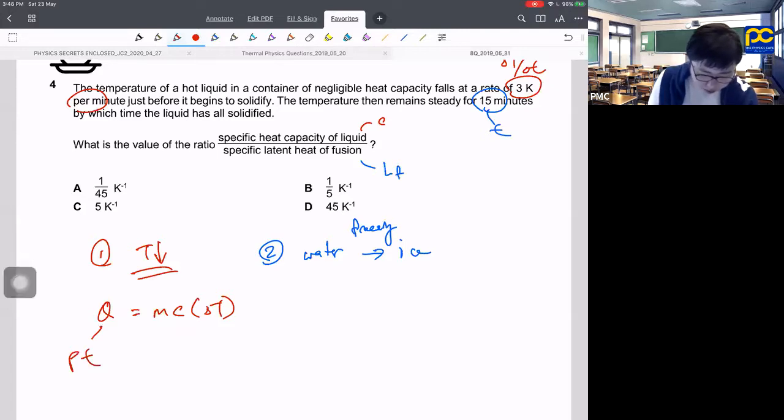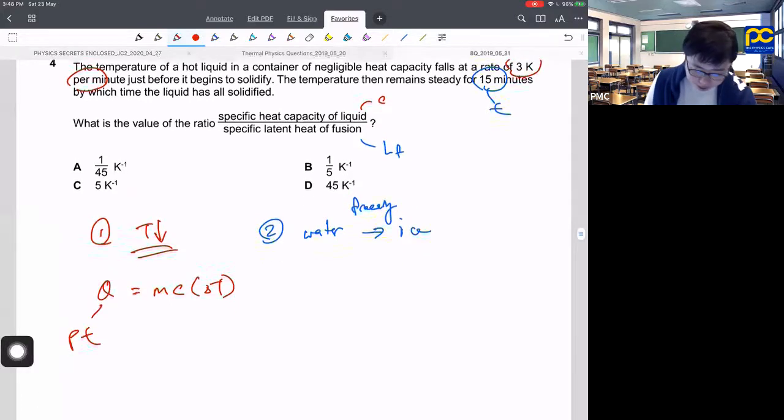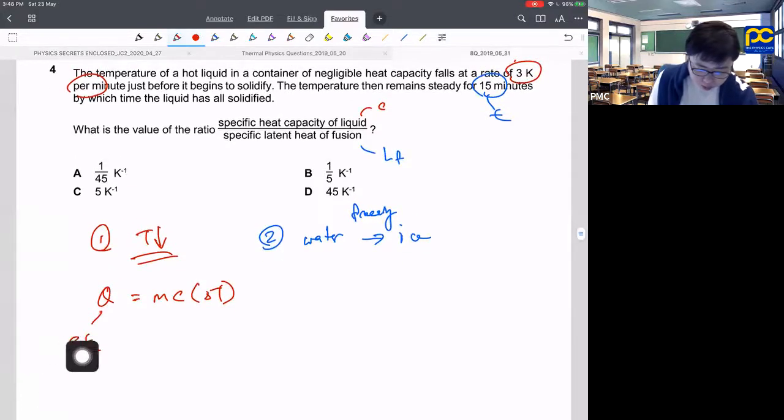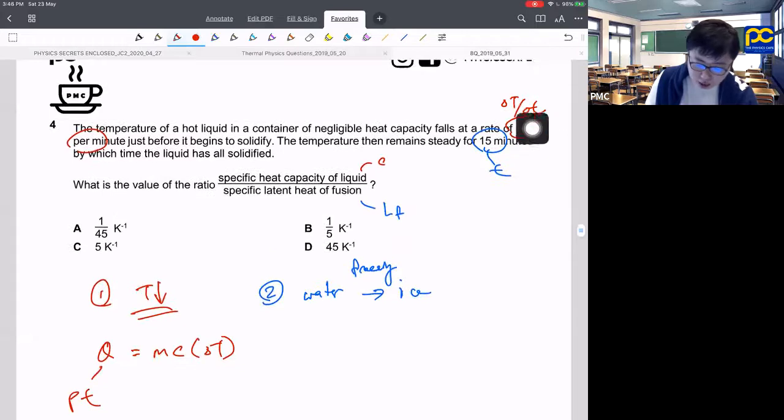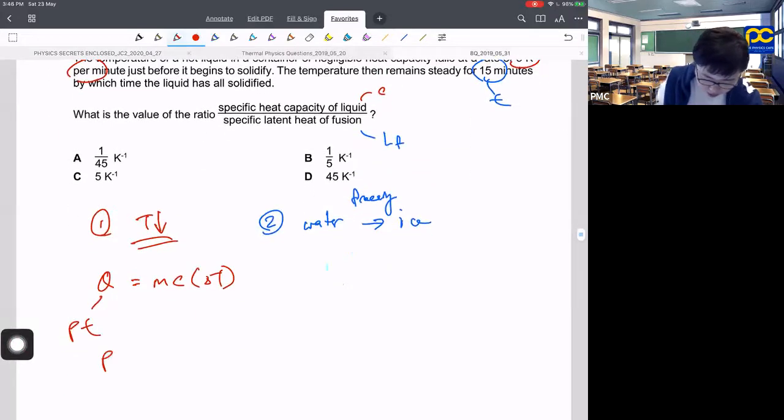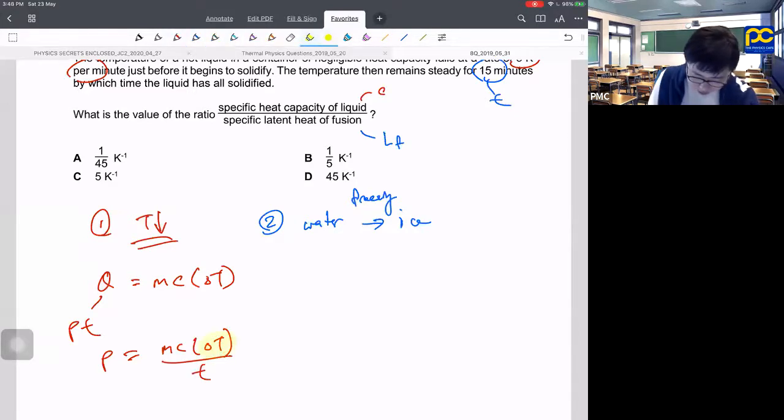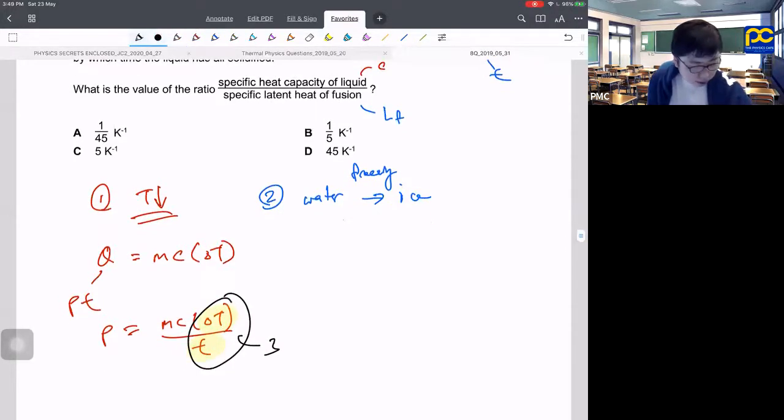P is the amount of energy lost to the surrounding every second, per unit time. Why do you replace with Pt? Because you see that they want temperature over time. So you move the power and the time over here, and you will get what you want. You want the temperature per unit time. Now you have it, which is 3 over 60.